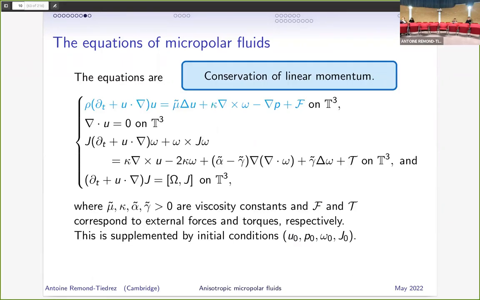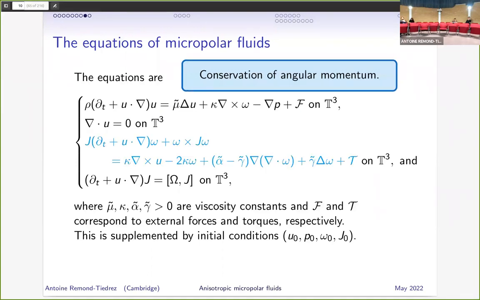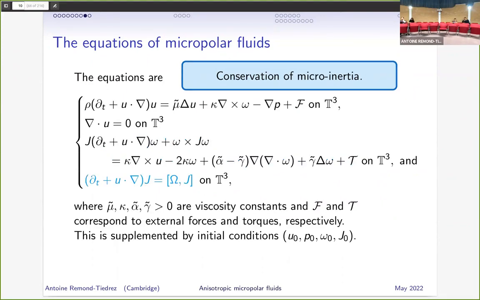The first one is just the regular conservation of linear momentum. If there was no W, this would be the usual thing. Incompressibility, which is conservation of mass, or in this case, conservation of angular momentum looks like this. On the left, this is just the evolution of angular momentum with this precession term. And on the right, you get a bunch of dissipative terms. These two are just dissipation on omega, and then you have this coupling between u and omega. And then you have conservation of microinertia.